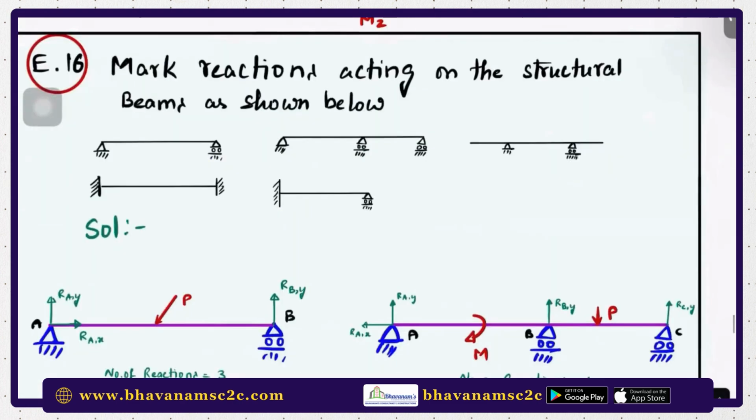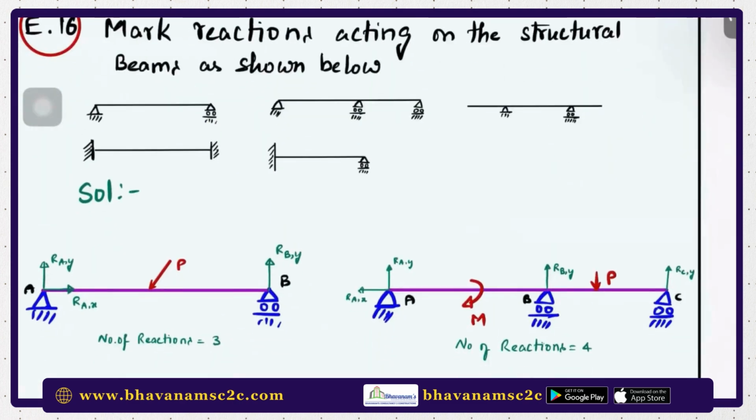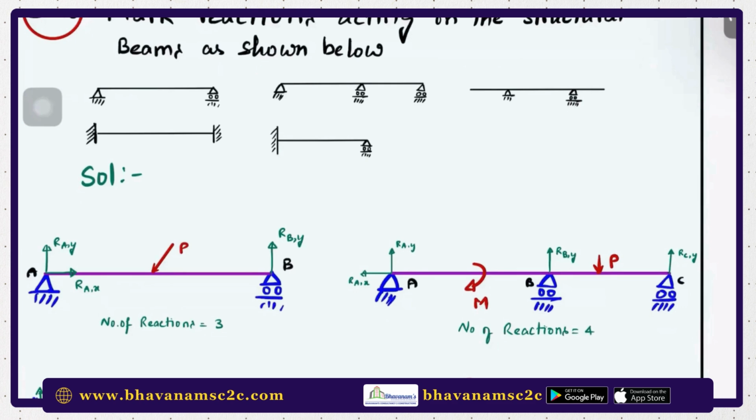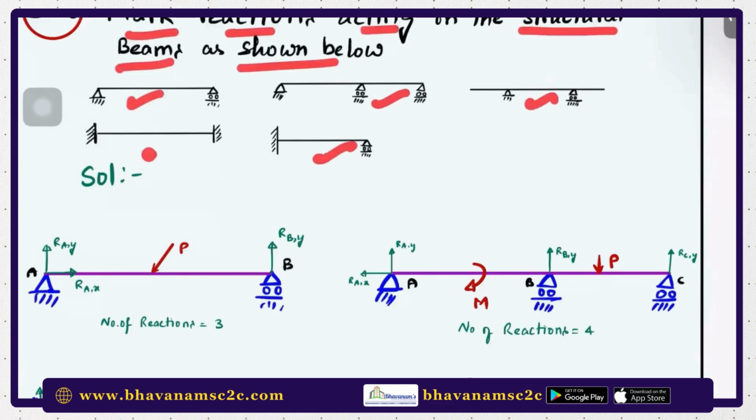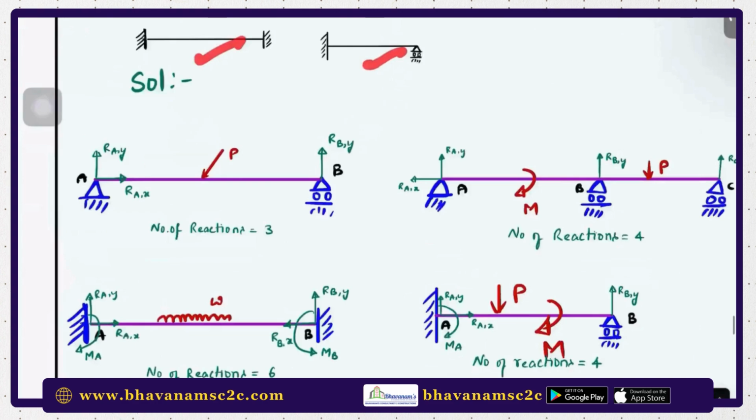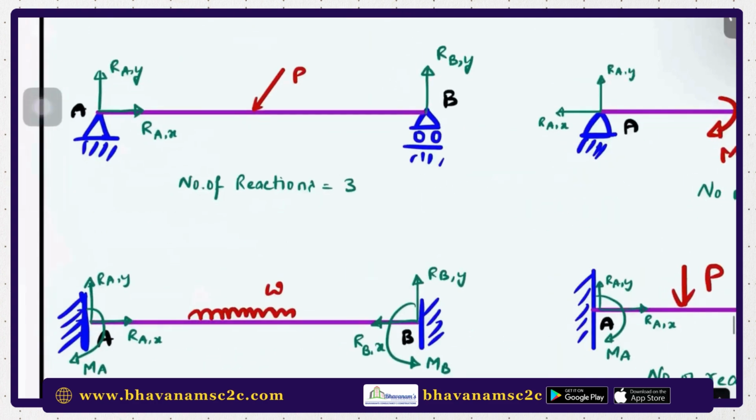So that's it. Now let's practice what reactions will be generated. Mark the reactions acting on the structural beams. I'm sure these are a simply supported beam, continuous, overhang, propped and fixed. And here, they did not give any load.